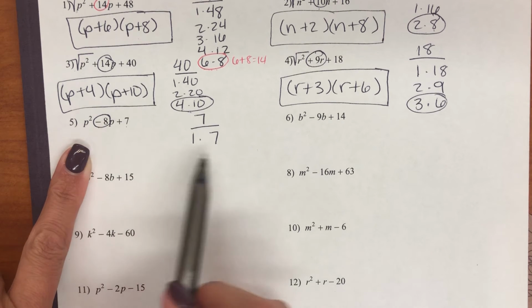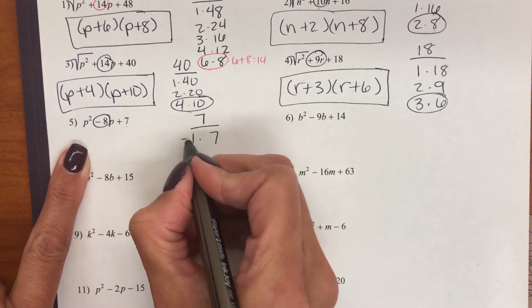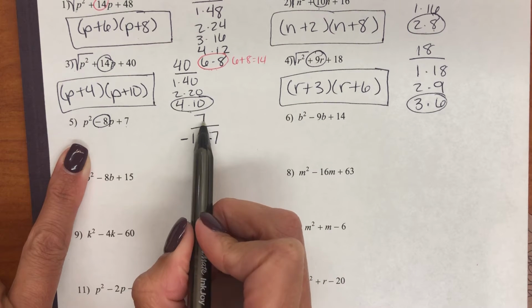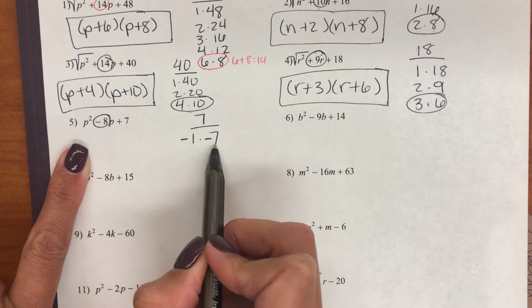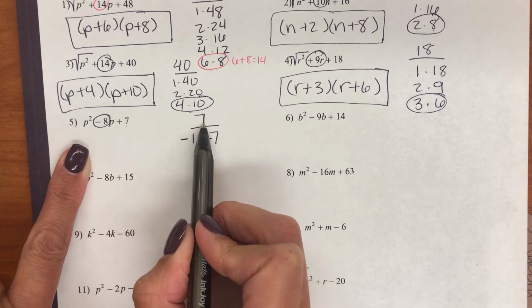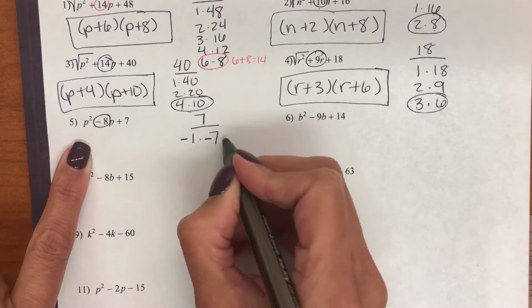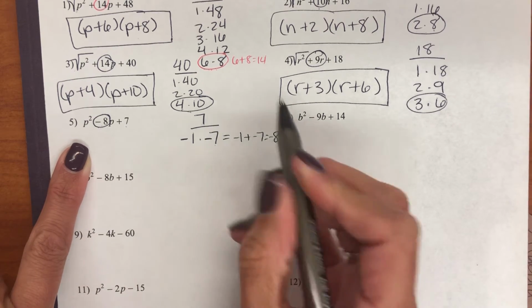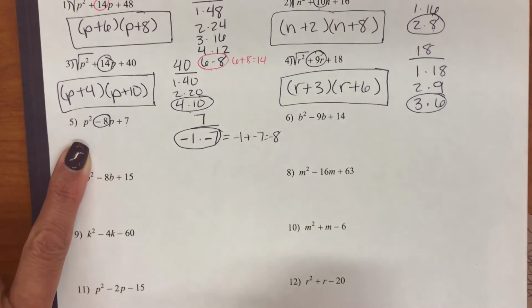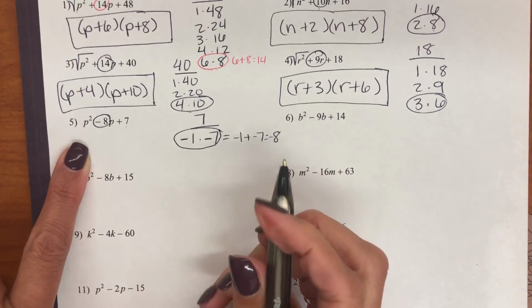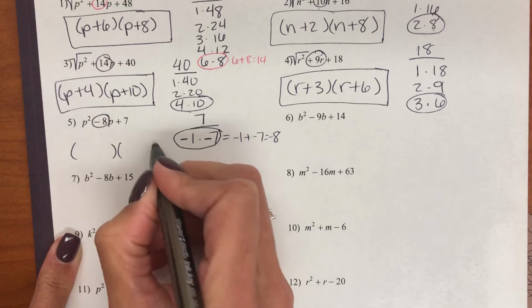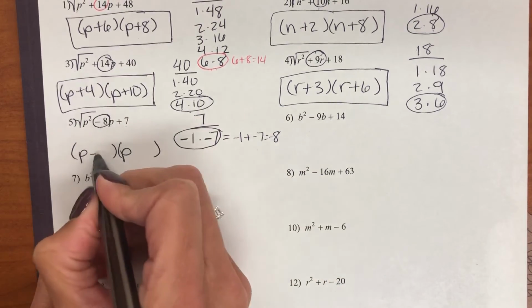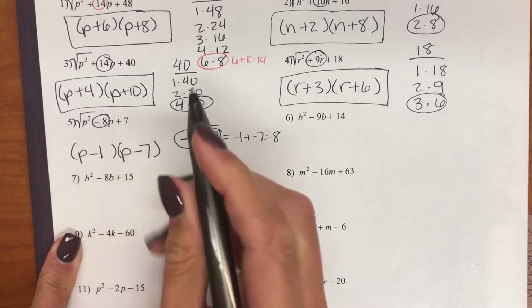Well, a negative times a negative is a positive. So if I do negative 1 times negative 7, that's still positive 7. So negative 1 times negative 7 would be factors of 7. And if you add negative 1 plus -7, that's -8. So here's my winner, -1 times -7. Take the square root of p squared, so p and p, and then -1 and -7.